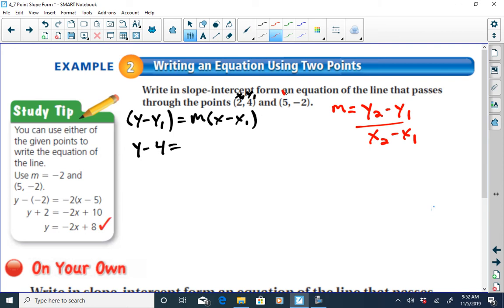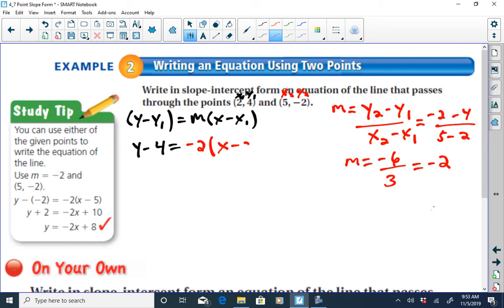So this is going to be my x2, my y2. So I substitute y2 minus y1. It's going to be negative 2 minus 4 over x2 minus x1, 5 minus 2. We get negative 6 in the numerator, 3 in the denominator. So m is going to be equal to negative 6 over 3, we get a slope of negative 2. So my m is going to be negative 2, and then x minus x1, that's going to be x minus 2, because I'm using that first ordered pair.